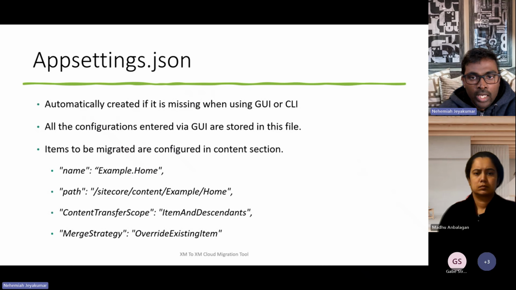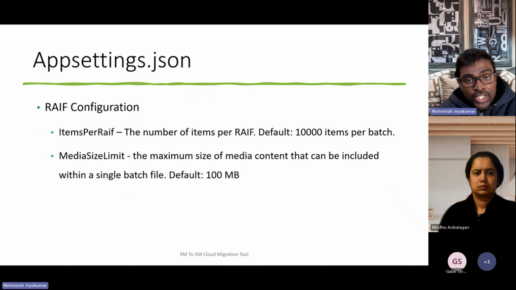Okay. And another configuration which is there as part of the application app settings or JSON file is the batching. So there are two sorts of configuration. One is items per batch file, which is nothing but the number of Sitecore items to be included in a single batch file. So you can specify the number of items to be created.